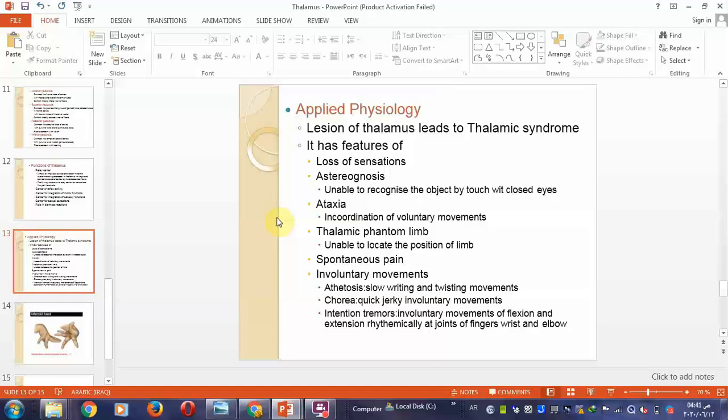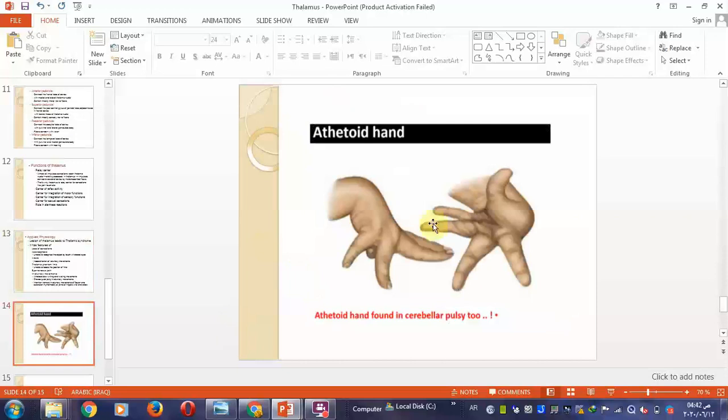Other involuntary movements may occur due to the lesion of the thalamus: athetosis, which is slow writhing and twisting of the hand, and chorea, quick jerky involuntary movements. Intention tremor may also occur, with involuntary flexion and extension of the fingers in the upper limb, at the wrist and elbow joint.